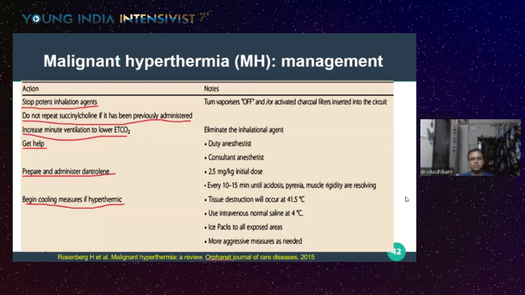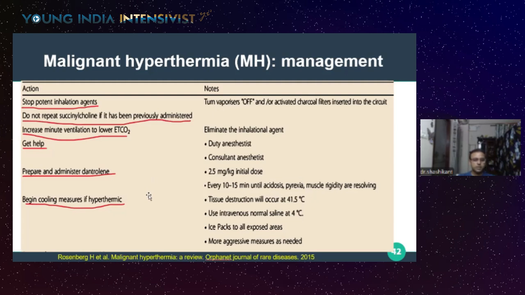So how do we manage patients with malignant hyperthermia? As we know, the triggering agent is the inhaled anesthetic agent or succinylcholine. If you are using an inhaled anesthetic agent, we have to stop it immediately, and if there was exposure to succinylcholine, we will avoid further exposure to it. There will be a rise in CO2, so we need to increase the minute ventilation to lower the CO2, and we need to call for help. We have to prepare and give dantrolene in a dose of 2.5 mg per kg, and it has to be repeated every 10 to 15 minutes till your acidosis, pyrexia, and muscle rigidity start resolving.